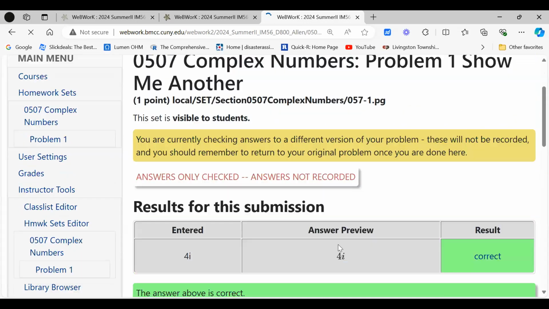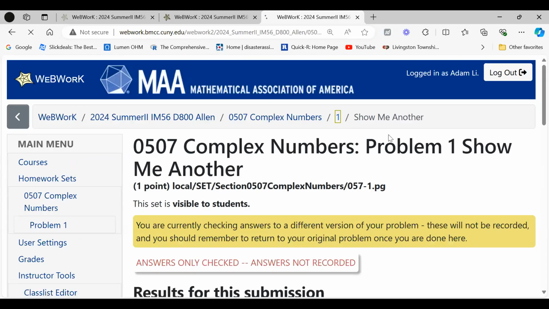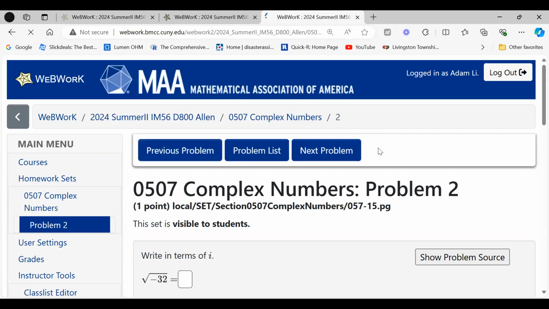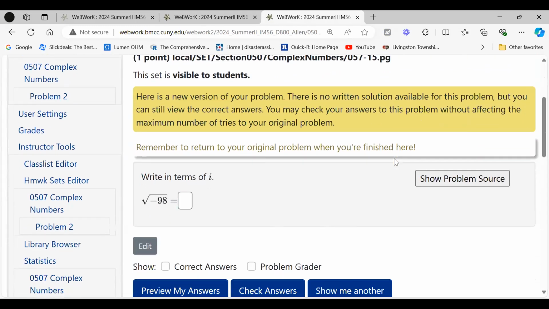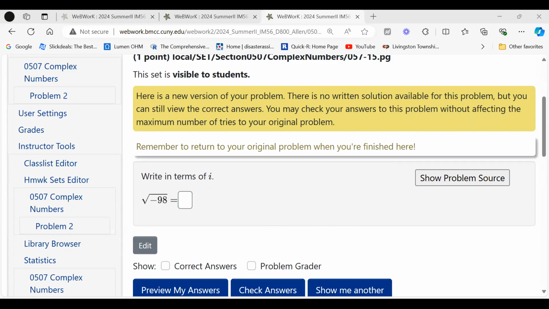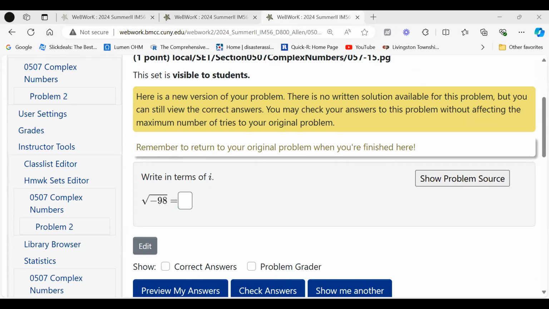And check it, so it's good. Now let's look at another type of question. So this one is a complex number, but it's not a perfect number. So let's try this. Okay. Again, it's a similar procedure, right?